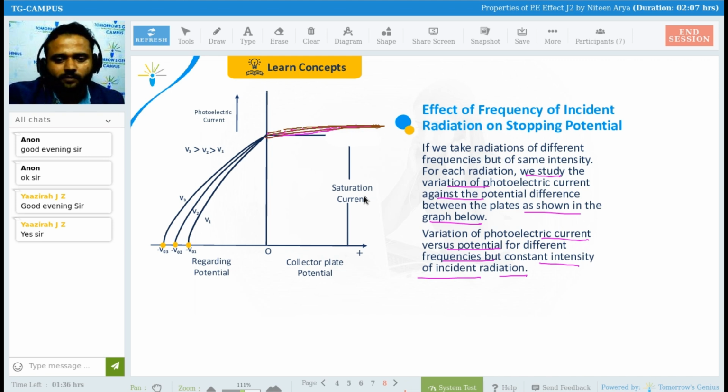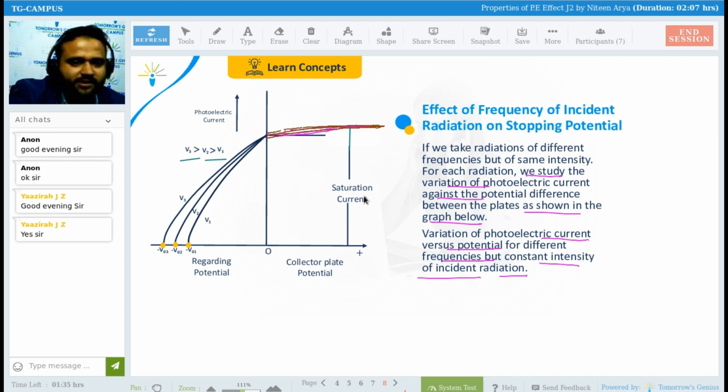So what we can observe from this is one thing. The variation of photoelectric current is going to differ with different frequencies, and for different frequencies we have different stopping potential. For different frequencies we are going to see different stopping potentials, nothing more than that. Even after some time, the current is going to saturate, and it is going to look like this. The higher the frequency, the higher the stopping potential we can see. Clear?